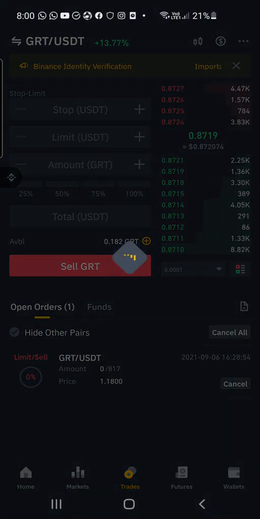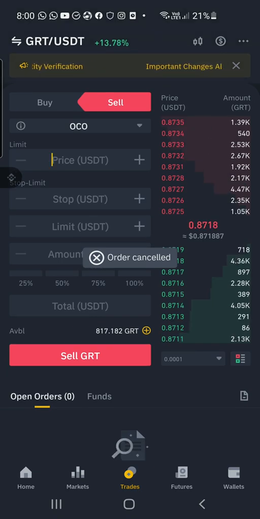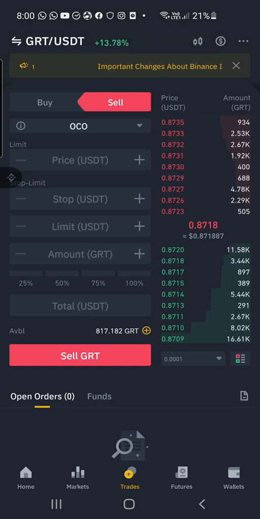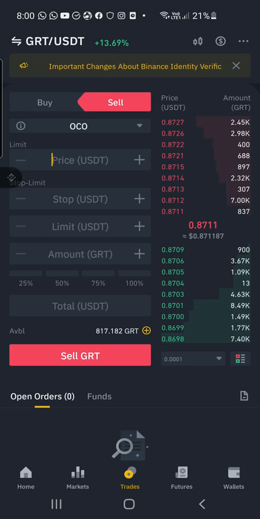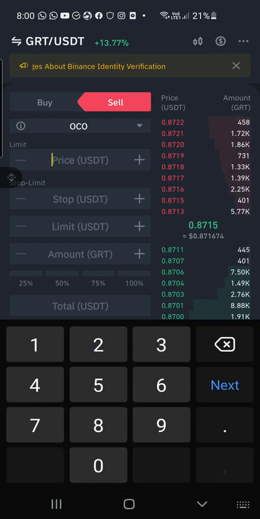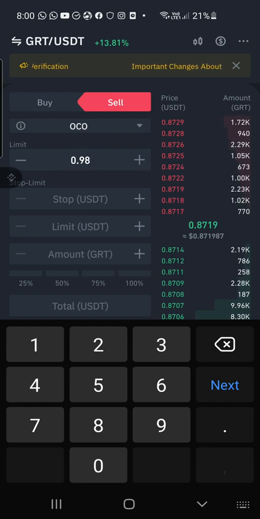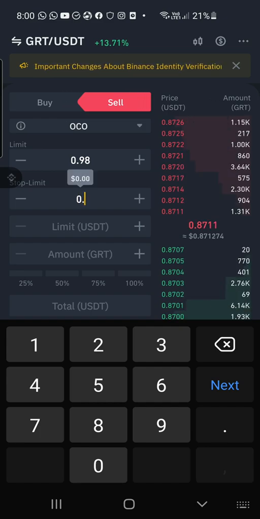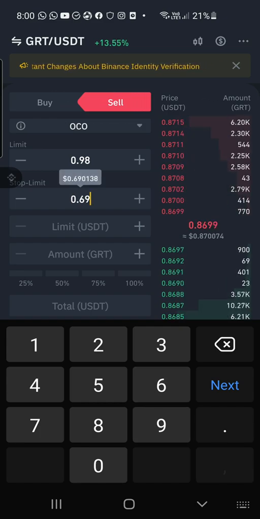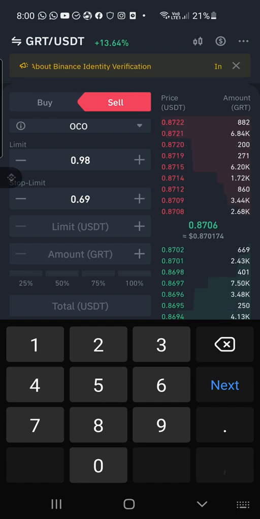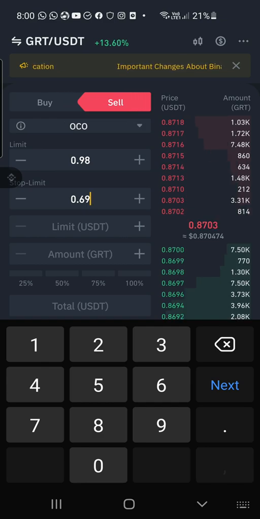I'm going to cancel this order, and as you can see, we have 817.182 GRT. The price of GRT right now is 0.8711. So I want Binance to sell it when it's for 0.98. When it reaches that price, I want it to be sold for profit. But if it goes down to 0.69, let's say, of course, these numbers I'm just giving from my mind right now because I have to look at the chart again. This is a very, very old coin that I have bought a long time ago.